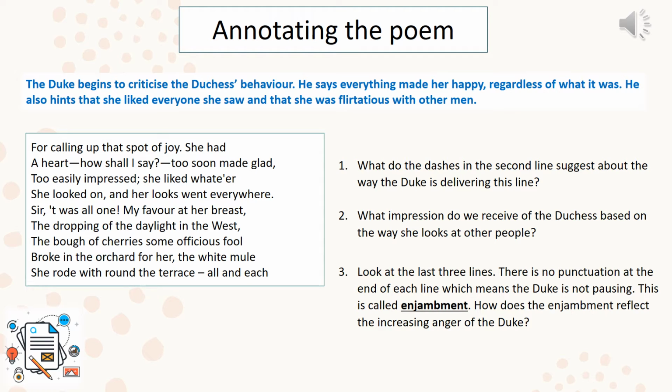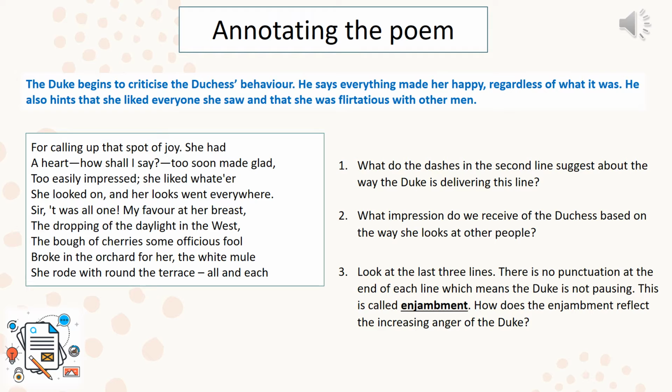So what do the dashes in the second line suggest about the way the Duke is delivering this line? This is called caesura, when there is a break or a pause in a line or stanza of a poem. So what is he doing here? What impression do we receive of the Duchess based on the way she looks at other people? Remember, in the little description we have, it says that she was quite flirtatious with other men according to the Duke. Okay, and again, look at the last 3 lines.